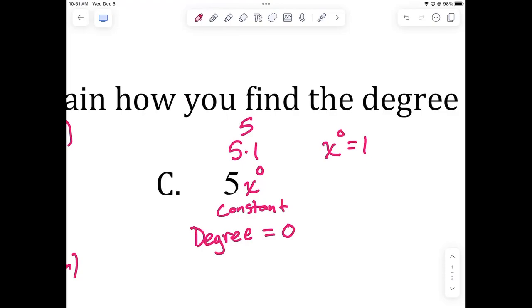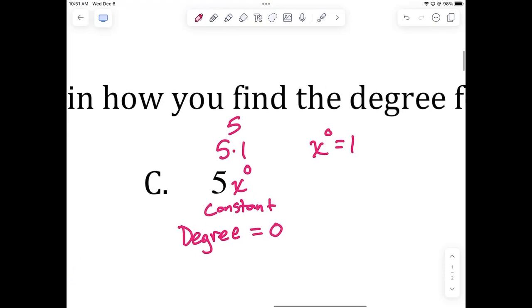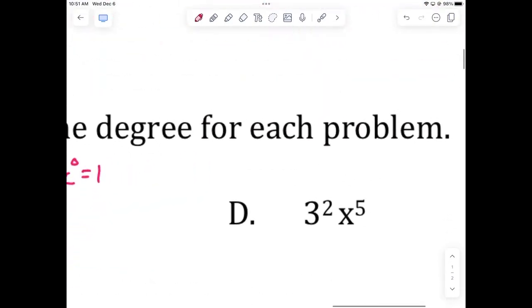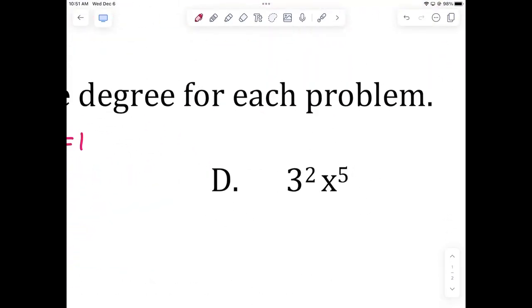It has 0 variables. So what's the degree? 0. All right. How about this guy? 3 squared x to the 5th. What's the degree? Gotcha. 5. It's not 7.